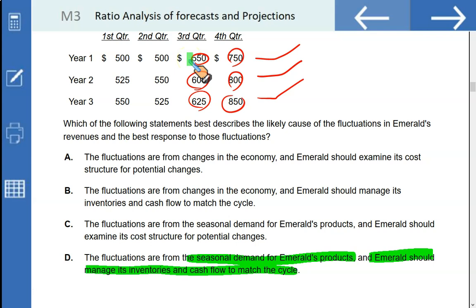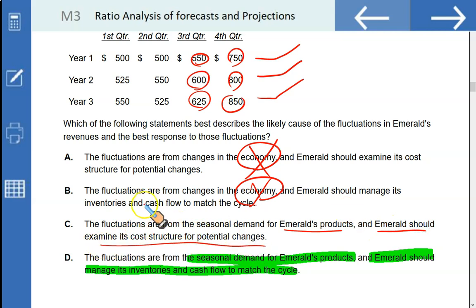Now, why did I reject A, B, C? The economy has nothing to do with it. Quarterly results are showing a consistent pattern in all these 3 years, so this has nothing to do with the economy. Then why not C? Fluctuations are from the seasonal demand for Emerald's products, to this extent it's fine. Emerald should examine its cost structure for potential changes, but there is no issue with cost here. The issue is to manage the inventories and cash flows. This is the reason we rejected C.